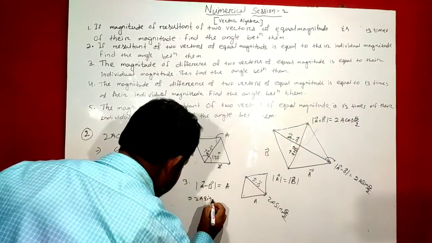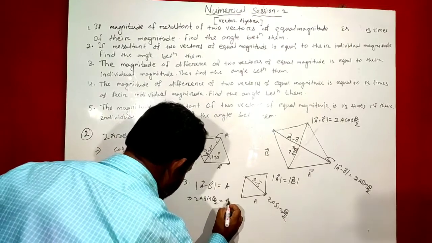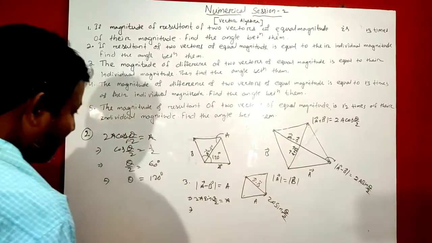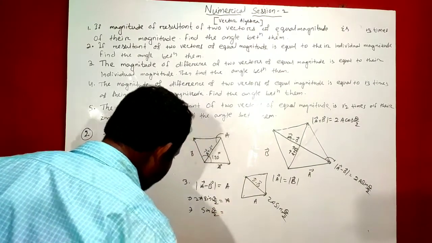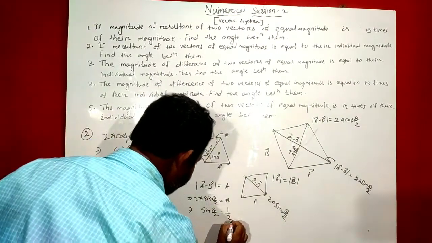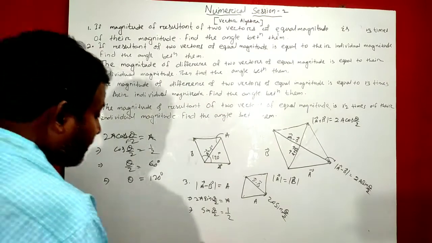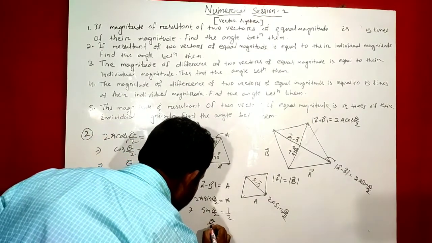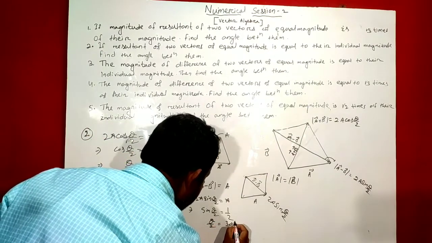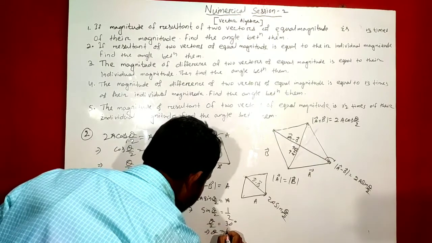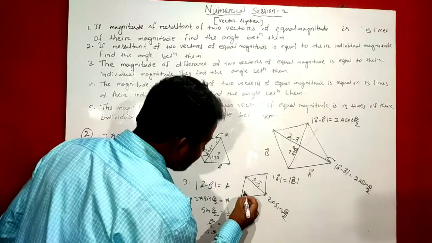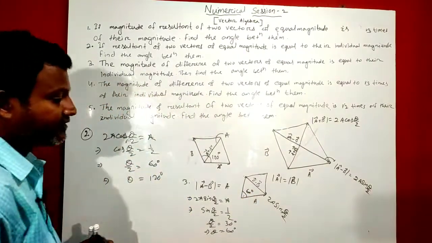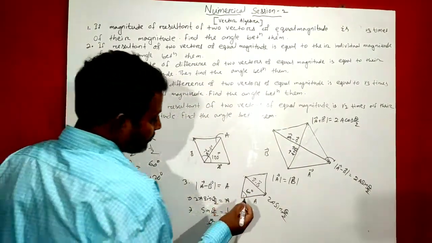2A sin theta by 2 is equal to A. That means sin theta by 2 is equal to half. So theta by 2 is equal to 30 degree. Theta is equal to 60 degree. That means theta is 60 degree.